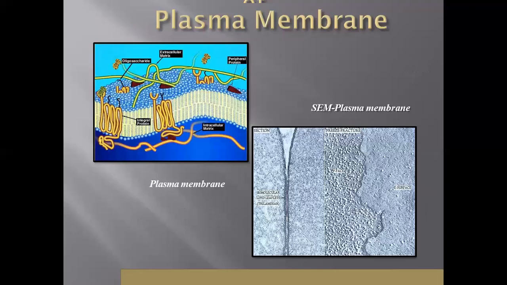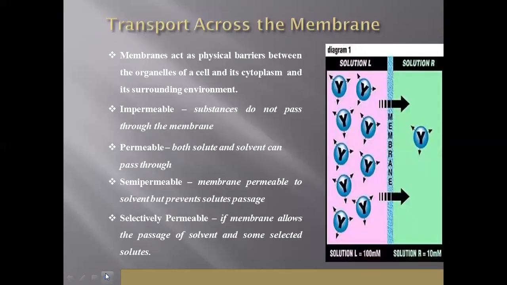This is the structure of plasma membrane. You can see here lipids, oligosaccharides are the carbohydrates, right? These are the lipids, right? Extracellular matrix, and then these are the proteins that are either peripheral or intrinsic proteins, right? This is SEM, plasma membrane, right? That is electron microscopic, you can say, image of plasma membrane. Now, how does the transport across the membrane take place?